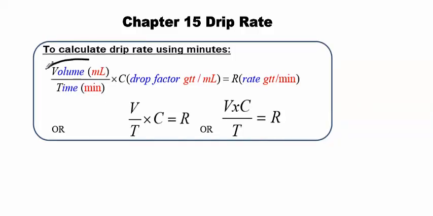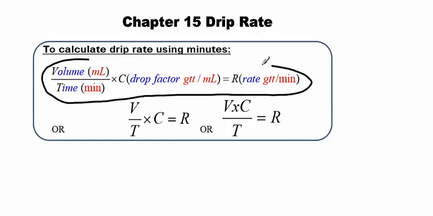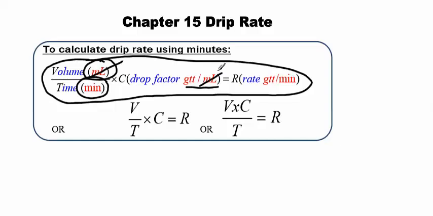In order to use this formula, we have to make sure our volume is in milliliters. So if it's in liters, we would have to convert it to milliliters in the metric system. Time has to be in minutes, so if it's in hours, we must multiply by 60 to convert to minutes. And then the drop factor is always in drops per milliliter, the number of drops it takes to get 1 milliliter of fluid. And then what will happen is the milliliters unit will divide out, and our answer will be in drops per minute. So that's why our answer is in GTT per minute.